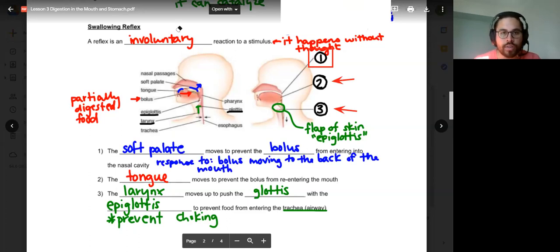So I'll zoom in and see if I can. The tongue muscle here, if it relaxes too much, let me highlight it here. If it relaxes too much, like in this region here, it can put weight on the epiglottis, thus closing off your trachea and preventing you from breathing.